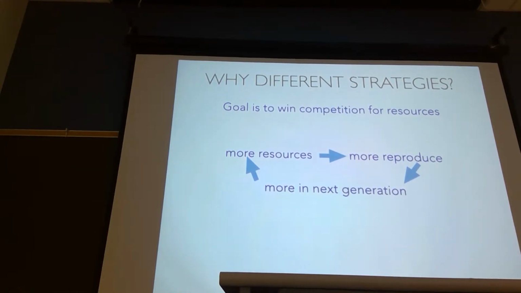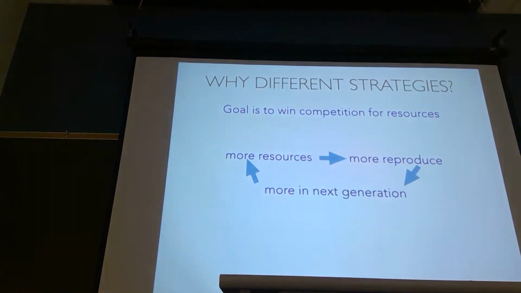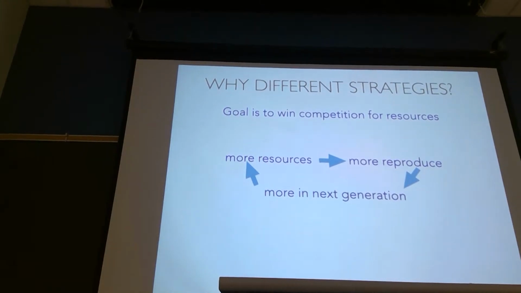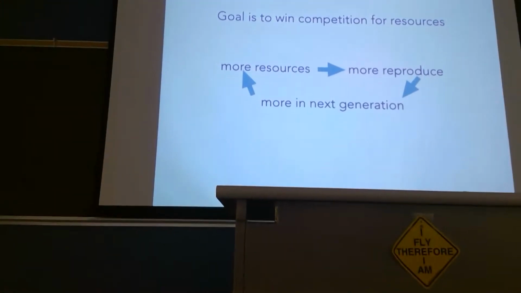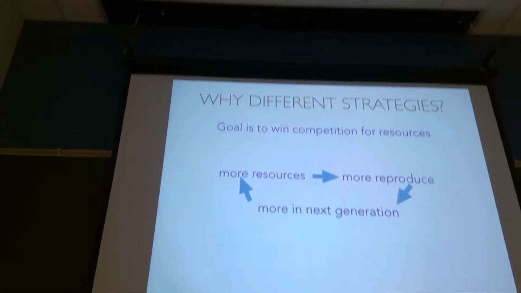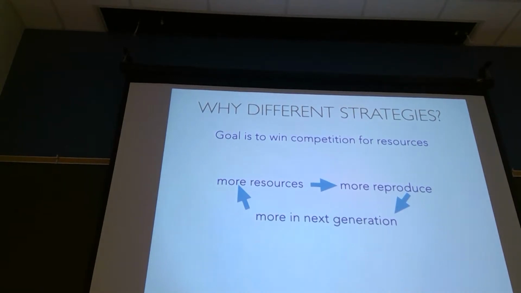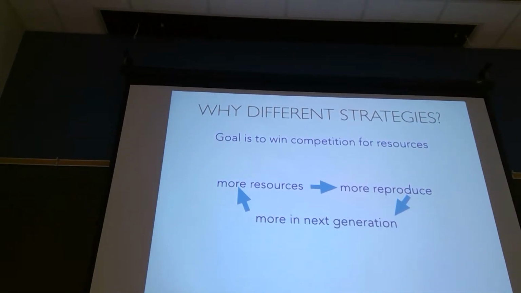Why have different strategies? Because there are different pressures. There are different ecosystems. And there are different ways that the populations grow as they attempt to win competition for resources. Okay? The goal of any individual, as well as any species, is to get more resources. The more resources you get, the more offspring you can make, and the more of them will survive. The more you make and survive, the more resources you'll get in the next generation, and you can keep growing your population. And so there are different strategies to try to win competition for resources. All right, does this make sense?